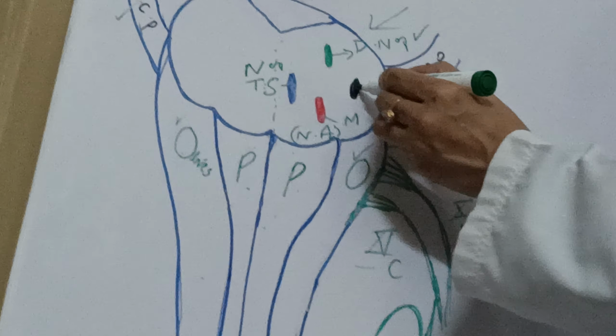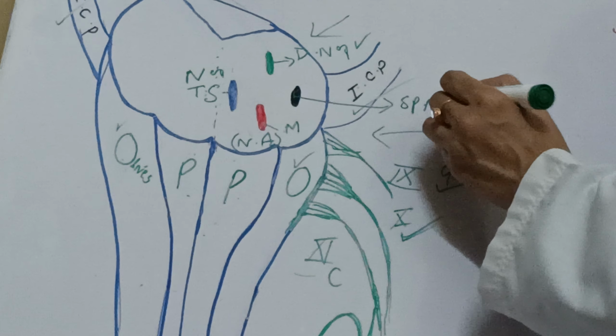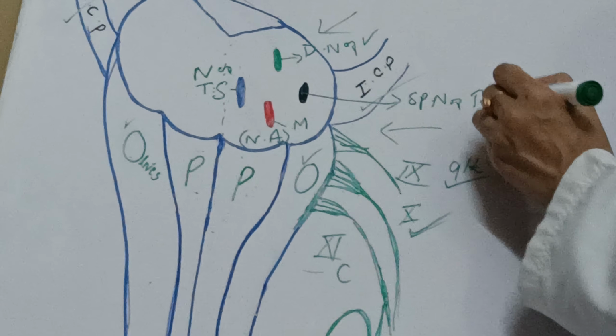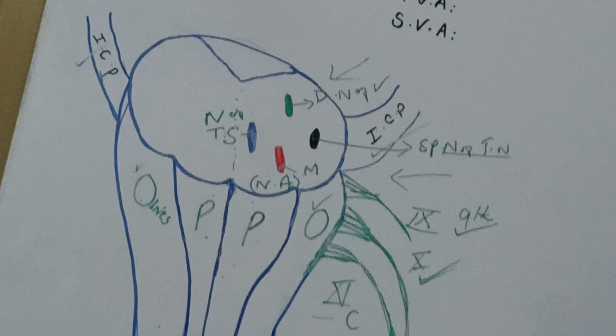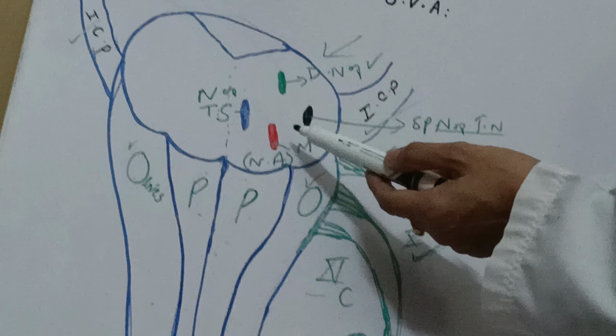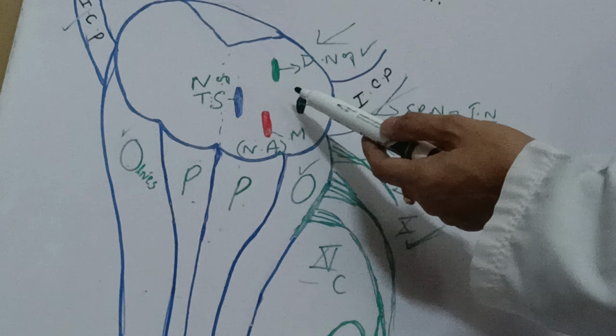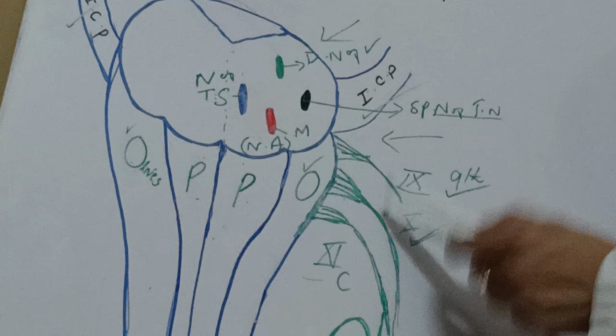Now what about that black one? This is the spinal nucleus of the trigeminal nerve, right? So these are considered as the nuclei of the vagus nerve. Okay, they are just like seeds buried in the tissue of the medulla oblongata, and they give the rootlets which combine to form the vagus nerve.